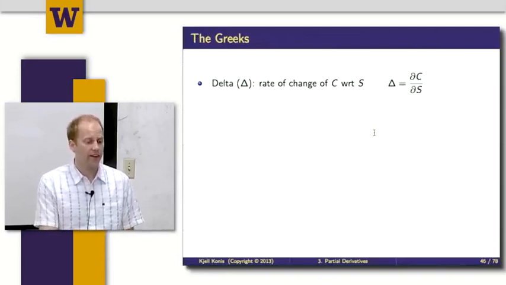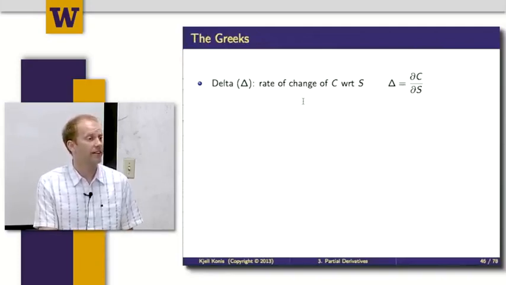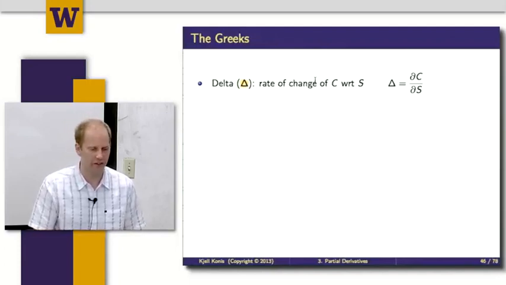Then the Greeks are just the different derivatives of the pricing formula, but they all have names that are Greek letters. So that's why they're called the Greeks. It has nothing actually to do with the country of Greece.